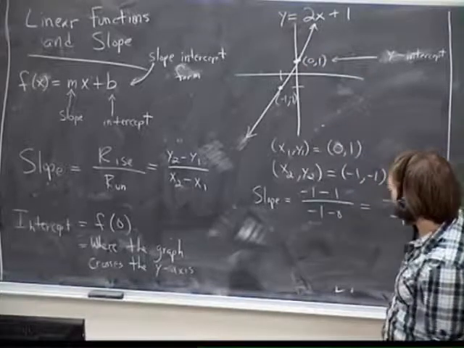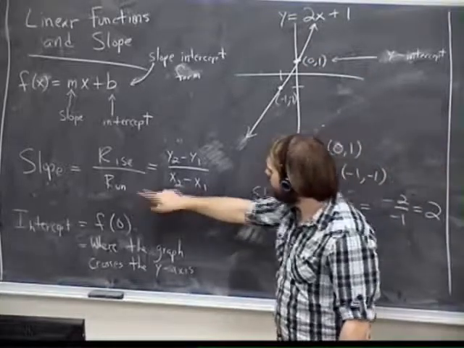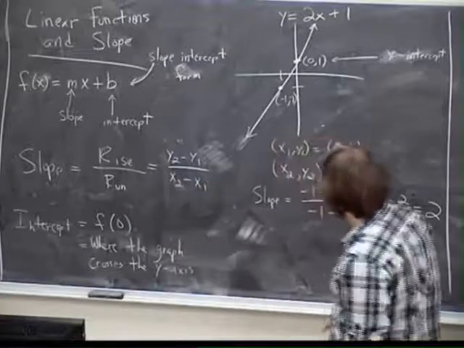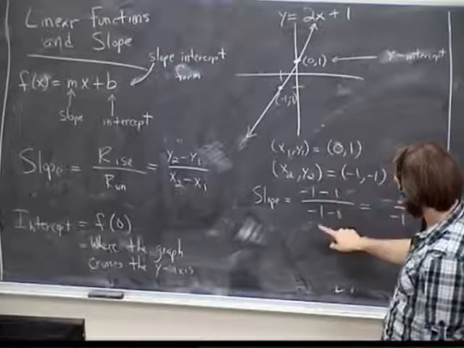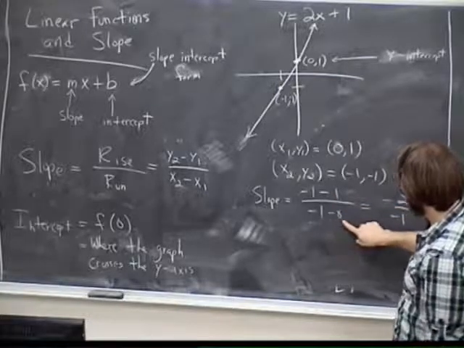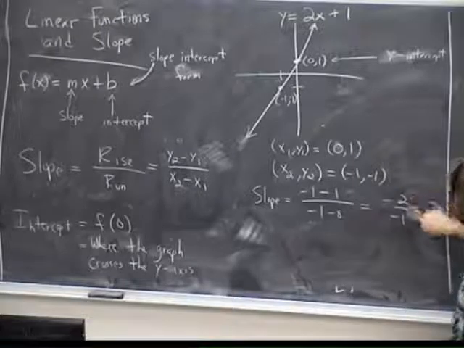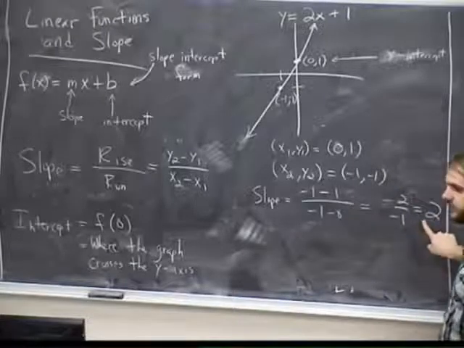Okay, now we're going to compute the slope, and hopefully we'll get 2, since that's what we expect. So we do this over here. We take the rise over the run. So this is y2 minus y1 over x2 minus x1. What we get here is negative 2 over negative 1 equals 2.